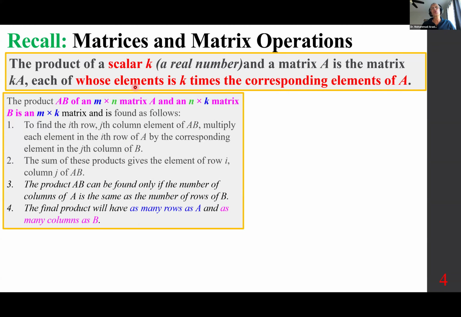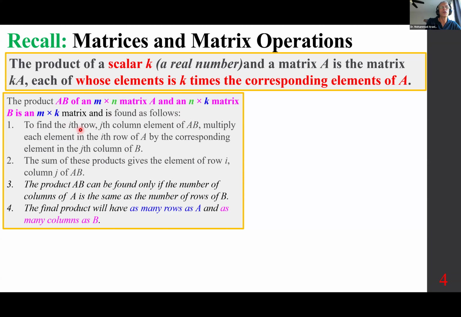However, if you're multiplying two matrices, the product AB of an m by n matrix A and an n by k matrix B is an m by k matrix and is found as follows. Notice when you multiply two matrices, the number of columns of the first and the number of rows of the second must be identical, and the size of the result comes from the rows of A and columns of B, m by k. And we've gone through that. You can watch the recording.